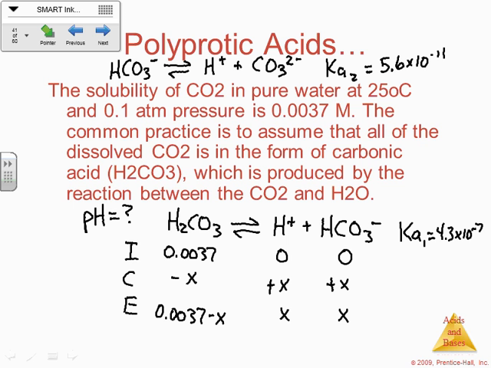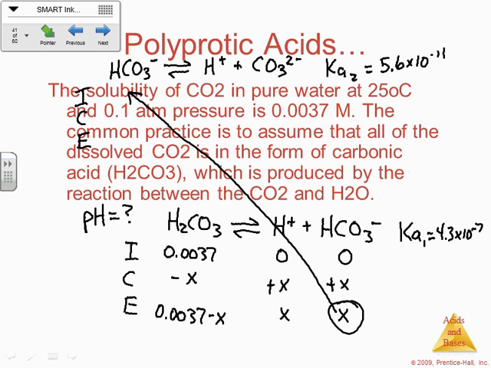So then, let's say those 2 Kas were not a difference of 10 to the third or greater, then what you'd have to do is whatever number you get here for your x value, for your HCO3 minus, that would be the initial number that you plug in up here in another ice table that you put together. Okay, so whatever your x value is, that would go in the initial column up here.